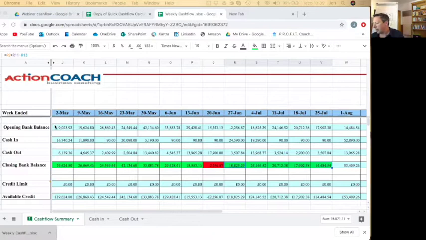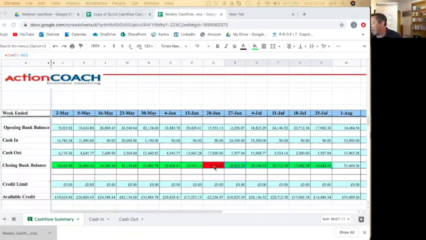Okay. So this is a sample 12-week rolling cash flow. You've got an opening balance at the top, you've got cash in, you've got cash out, and you've got a closing balance. As you can see in this example, which is a client that I've changed to make it more dramatic because that's actually quite a healthy cash flow, I've butchered it to make it a bit more unhealthy.